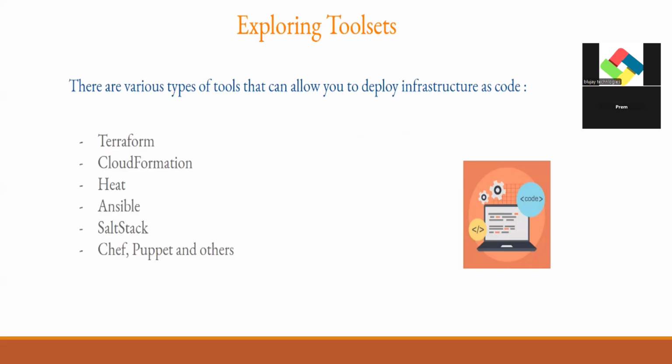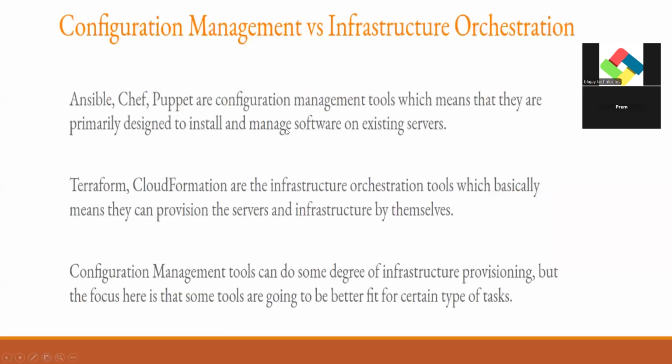So there are various types of tools that can allow you to deploy infrastructure as code. So what are those? Terraform, CloudFormation, Heat, Ansible, SaltStack, Chef, Puppet, others. So configuration management versus infrastructure orchestration. Terraform is an infrastructure orchestration tool. Okay.